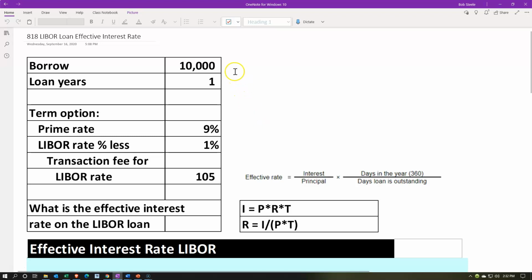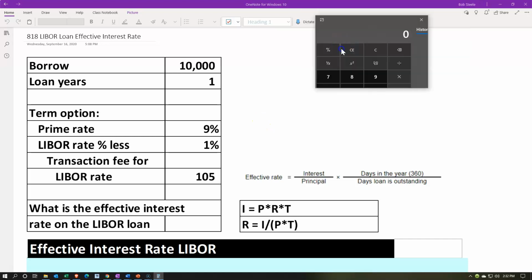So let's say we're going to borrow $10,000. We're going to say it's going to be a 1-year loan. We'll make it nice and easy, so we don't have to worry about that T factor because it's going to be 1 in our formula down below. And for the terms, we could get a prime loan with the prime rate, which would simply be 9%.